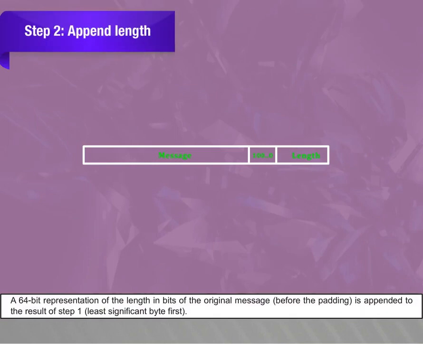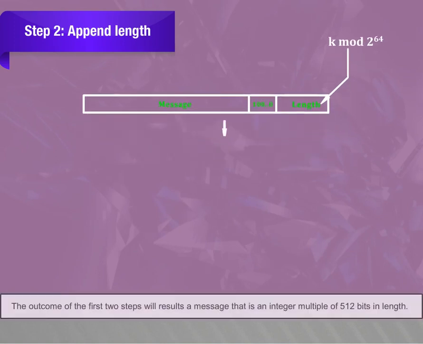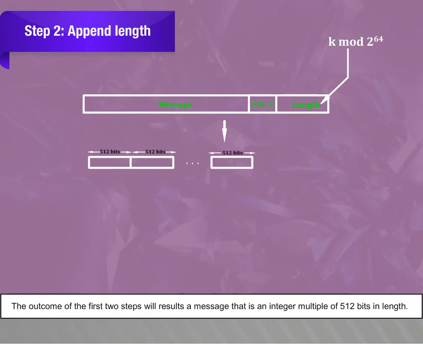Step 2. Append length. A 64-bit representation of the length in bits of the original message before the padding is appended to the result of step 1, least significant byte first. If the original length is greater than 2^64, then only the low-order 64 bits of the length are used. Thus, the field contains the length of the original message modulo 2^64. The outcome of the first two steps will result in a message that is an integer multiple of 512 bits in length.